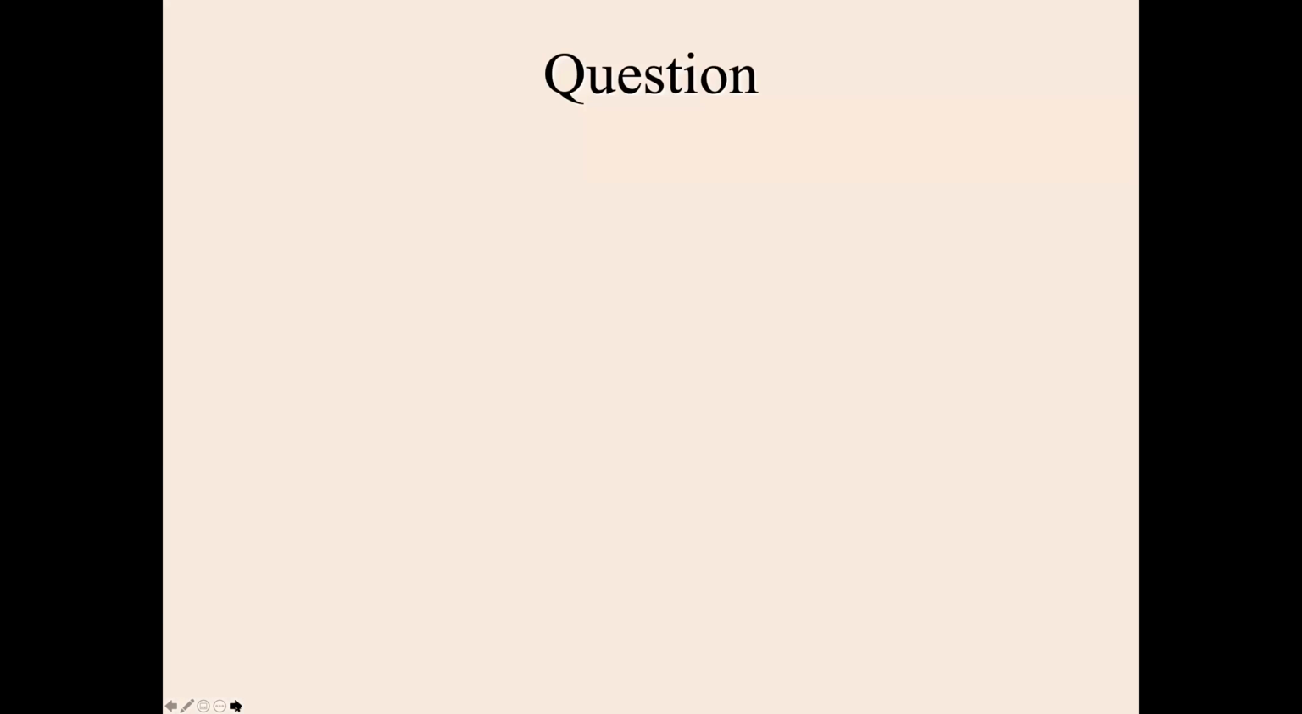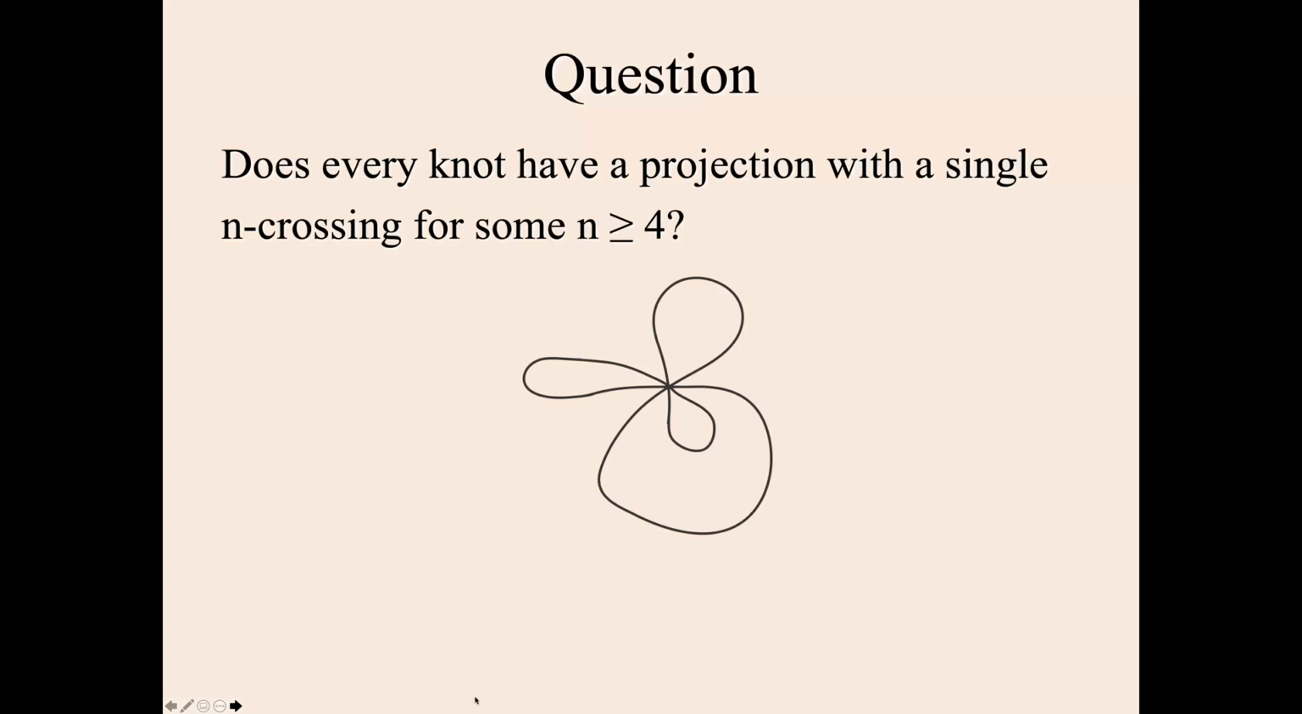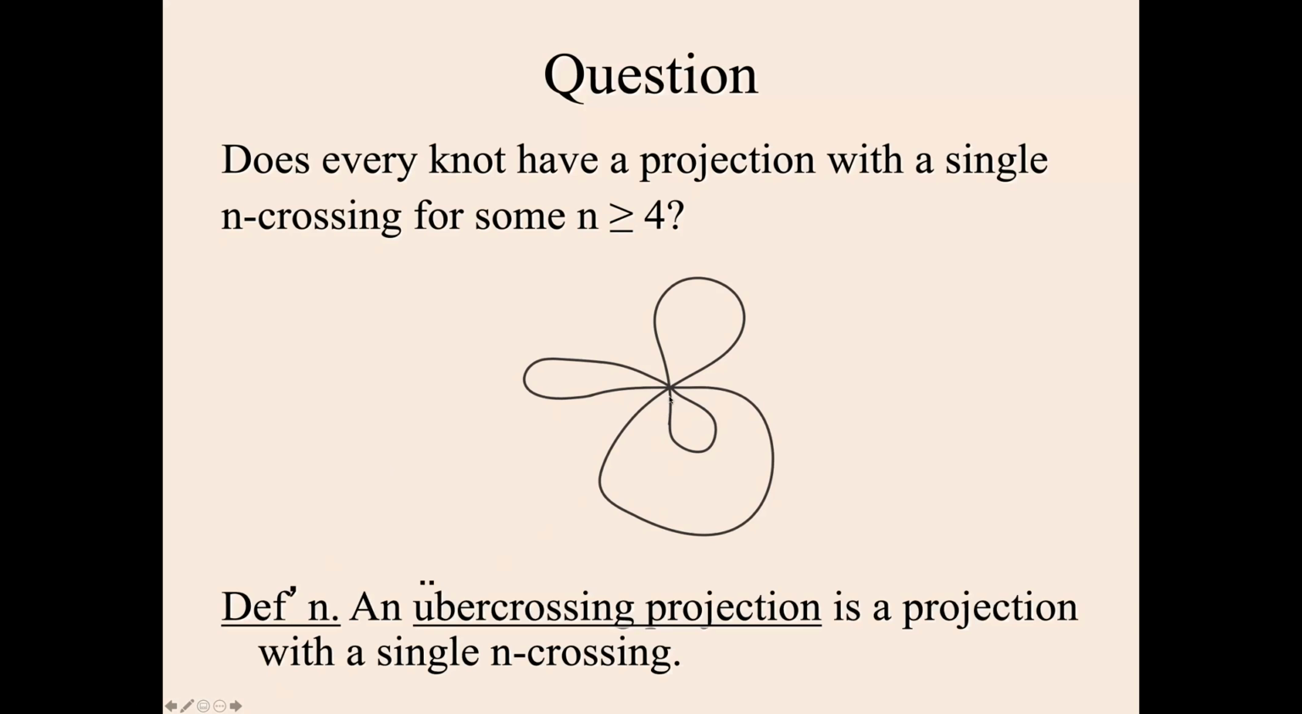But here's a fundamental question. You'll notice I showed you that picture of the trefoil knot with just a single multi-crossing. Does every knot have a projection with a single n-crossing for some n greater than or equal to 4? And that asks the same question as, does the multi-crossing number always have to go down to 1? Okay, that's an equivalent question. And we're going to define a diagram like this that has a single multi-crossing. We call that an Uber crossing projection. So that's a projection with a single n-crossing.